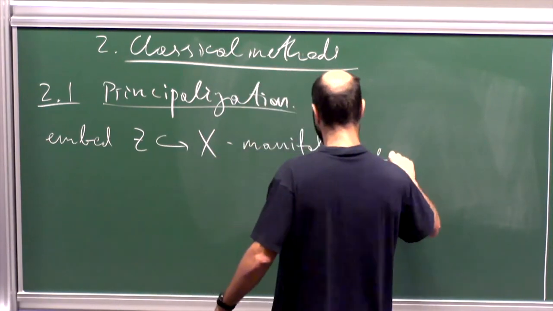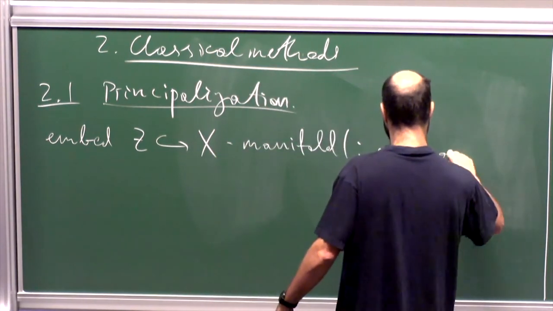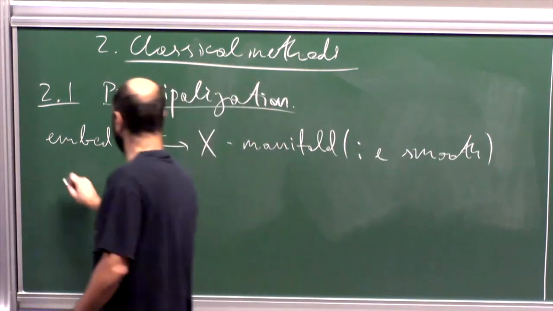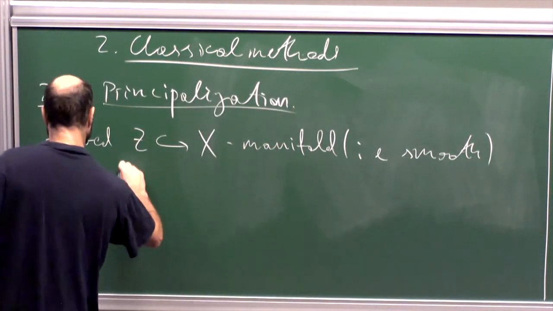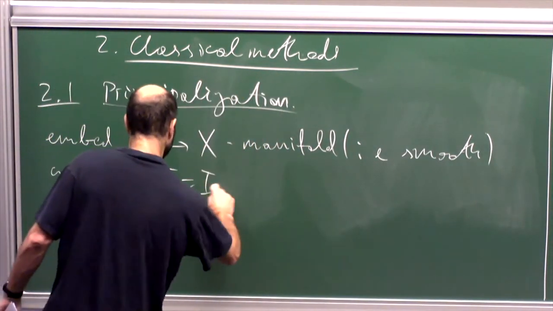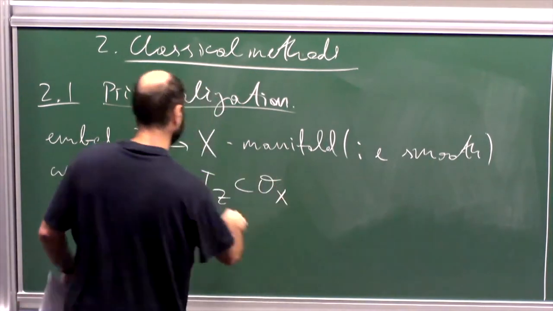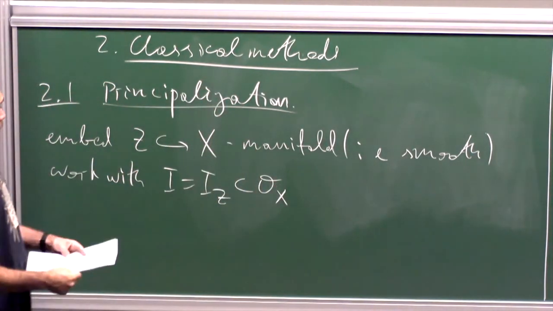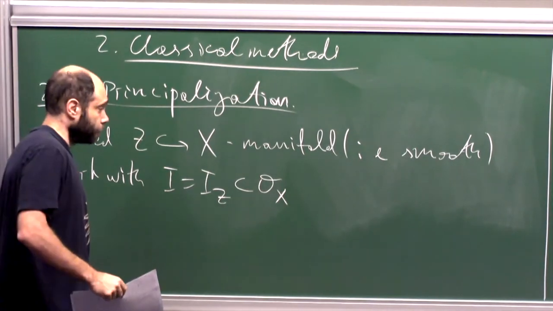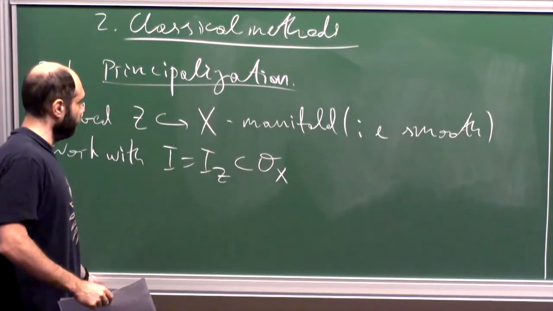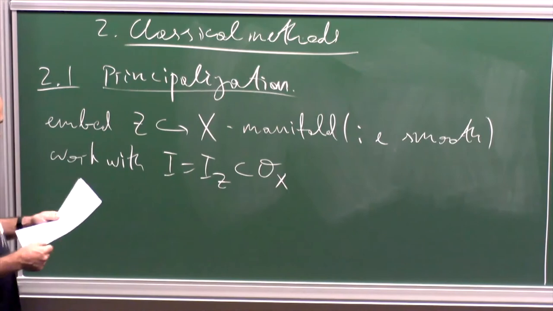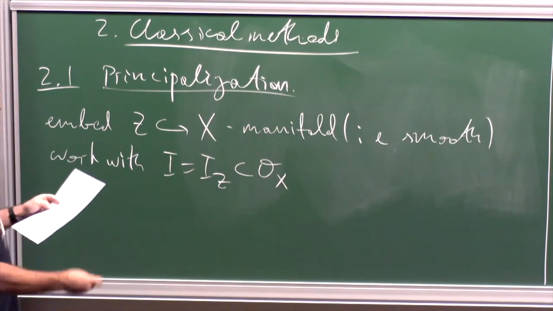That is just, by this I mean smooth, something smooth, and work with the ideal which defines Z inside the structure. And we'll want to achieve something which is called principalization of this I. Now let me give a few definitions.